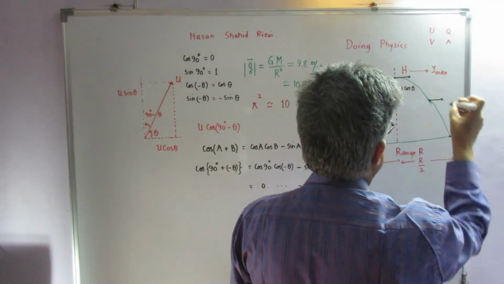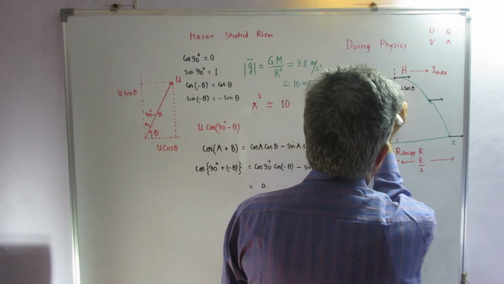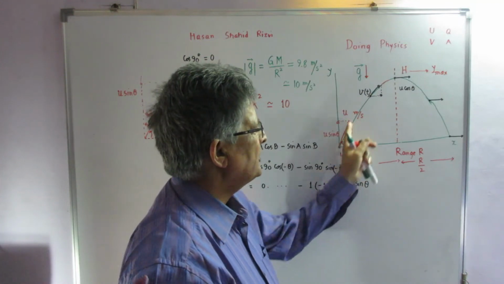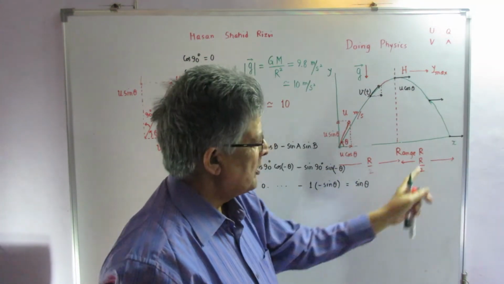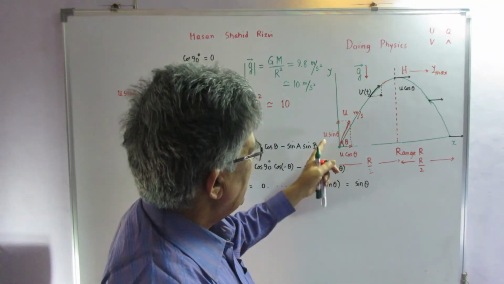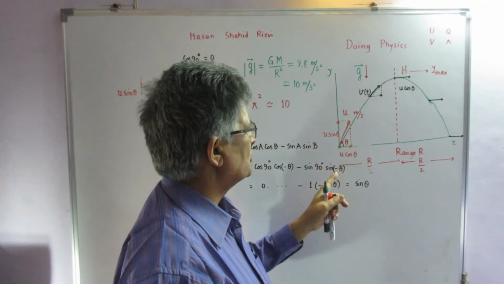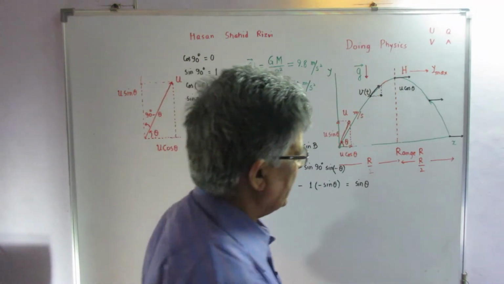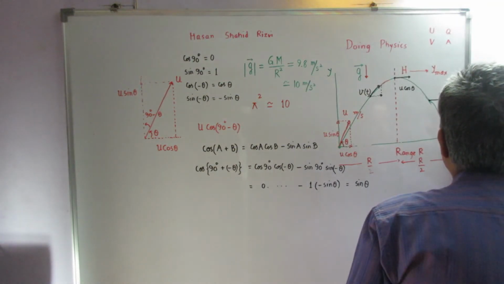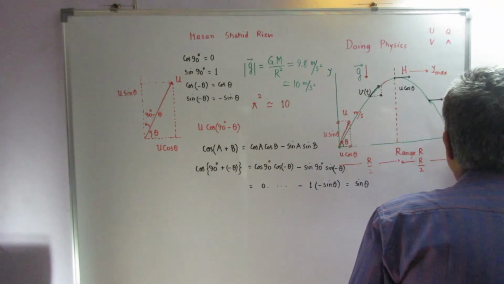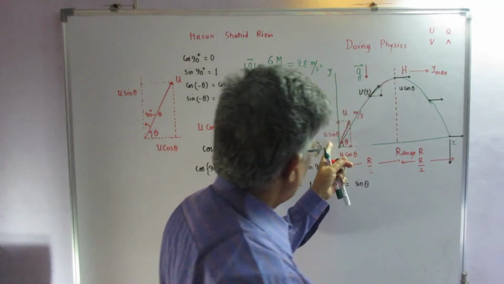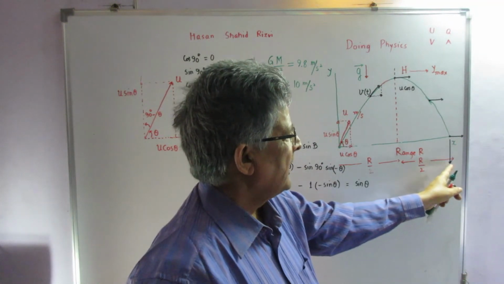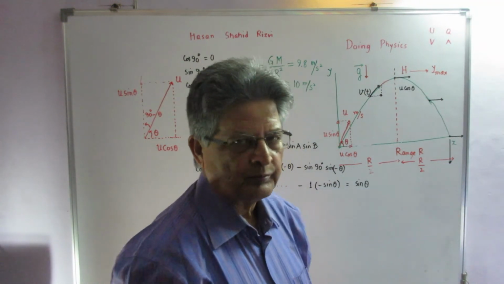So here, the cosine theta component, from the beginning to the end, remains the same. And u sine theta, we will learn in due course of time, is directed like this. When the fall is there, the vertical velocity, whatever it was here in the upward direction, at the time of fall will be in the downward direction.